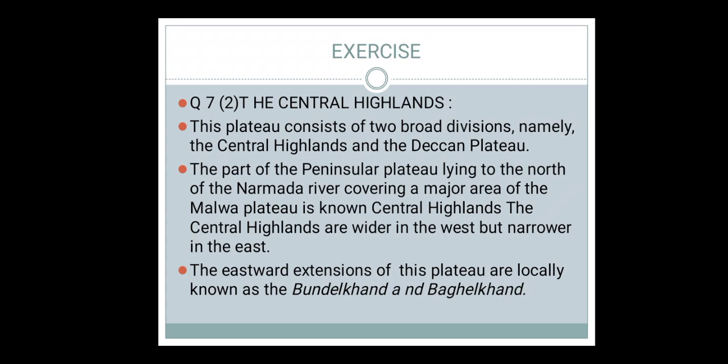Now, one part of the peninsular plateau is the Central Highland. Now we will discuss the Central Highlands. The plateau consists of two broad divisions, namely Central Highlands and Deccan Plateau. The part of the peninsular plateau lying to the north of the Narmada River, covering a major area of the Malwa Plateau, is known as Central Highlands. The Central Highlands are wider in the west, but they are narrower in the east. The eastward extensions of the plateau are locally known as Bundelkhand and Baghelkhand.